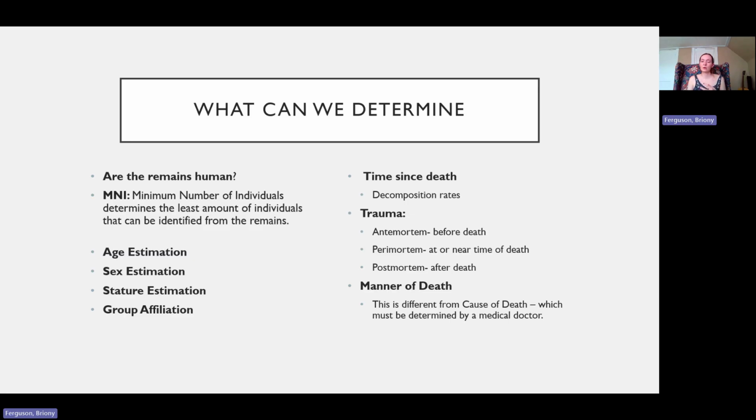After we do that, we are then going to determine MNI. Now, this stands for minimum number of individuals. You might be asking why we don't try and determine the maximum number of individuals. And the reason that we don't is it's about as close to impossible as you can get. You could do DNA testing on every single bone in a set of remains, or sets of remains that you get. Sometimes they're jumbled together. But that's very impractical, and nobody is doing that.